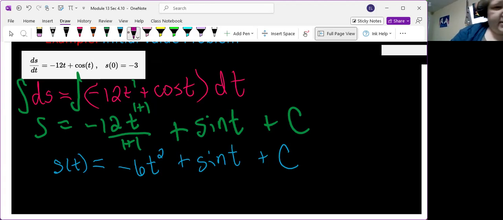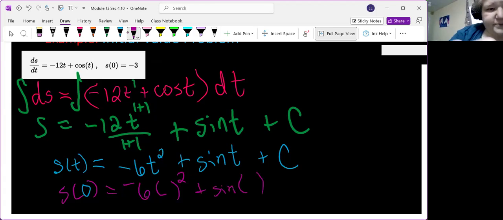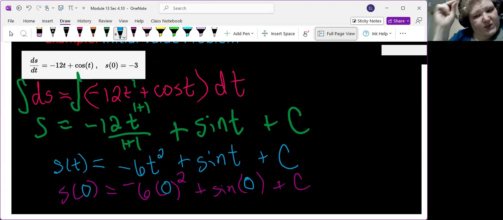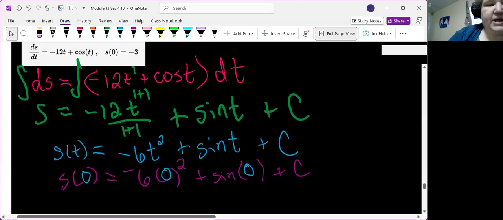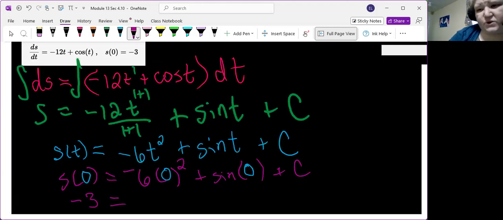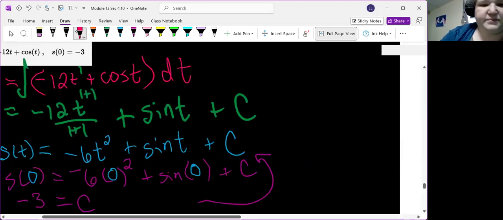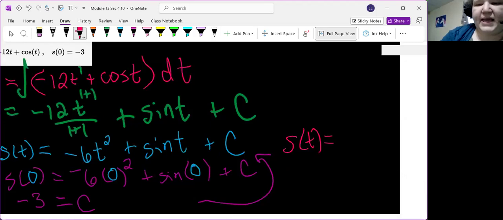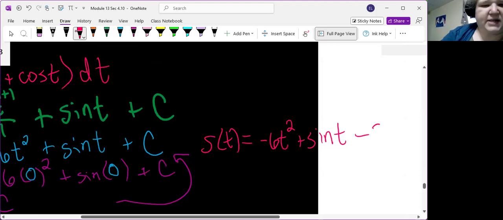So now everywhere there's a t, because I'm doing s of 0, everywhere there's a t, I'm going to put a 0. So for now, since I like using my colors, I'm just going to leave a blank spot. And again, negative 6t squared, 0 squared, 0. The sine of 0. Sine is our graph that starts at the origin, so sine of 0 is 0. So we know s of 0 is negative 3. They defined that to be the case. And then on the right side, we get 0 plus 0 plus c, so we just get c. So we can now say our s of t function is negative 6t squared plus the sine of t minus 3, because our constant ended up being negative 3.